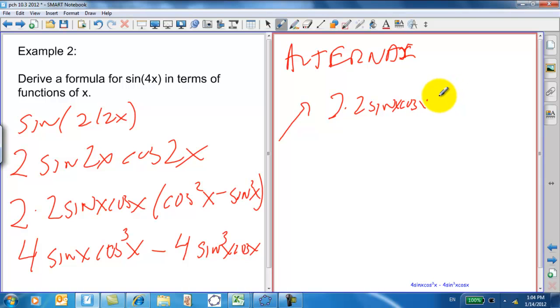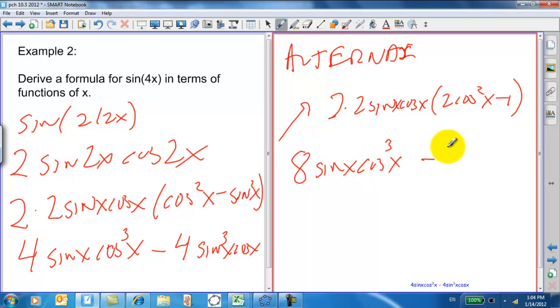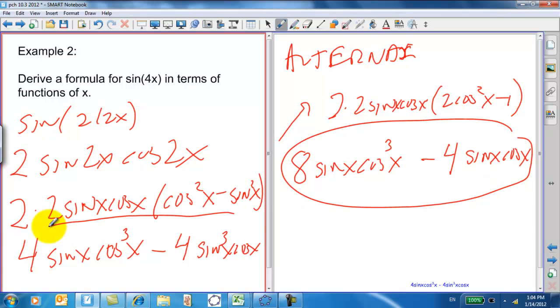And then said, oh, for cosine 2x, I'm going to go with 2 cosine squared x minus 1. So now I've got 8 sine x cosine cubed x minus 4 sine x cosine x. I would accept that answer too. These are fine. And there's a third one too if you take the other option. This is why we don't really talk about quadrupling formulas for sine and cosine.